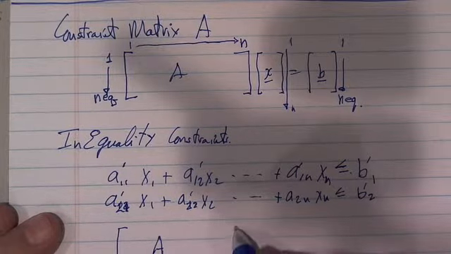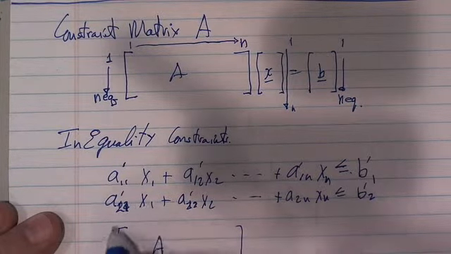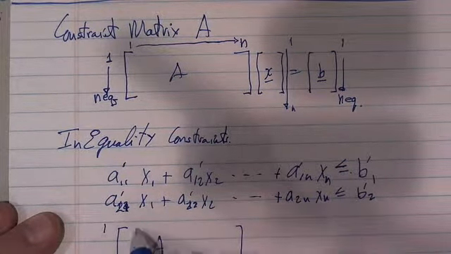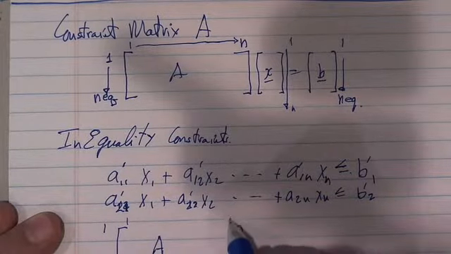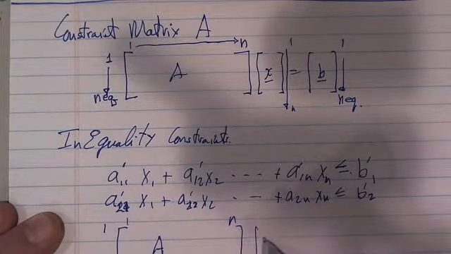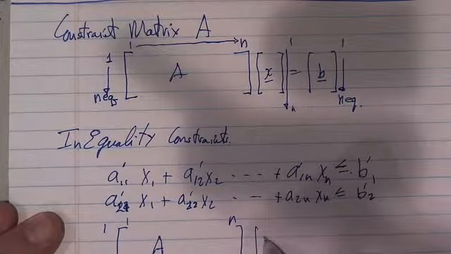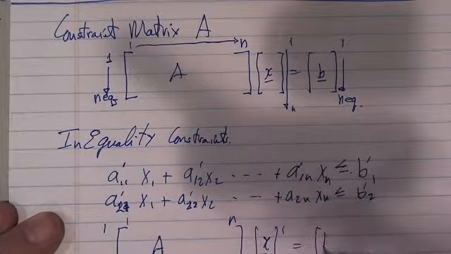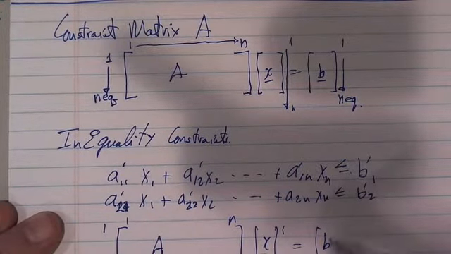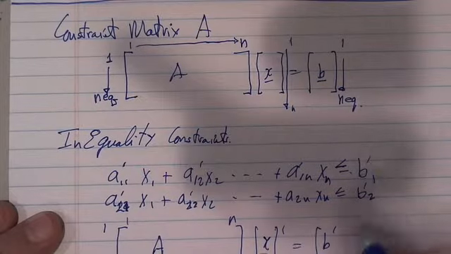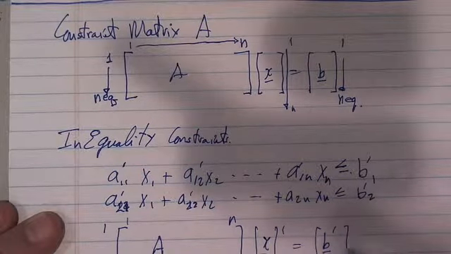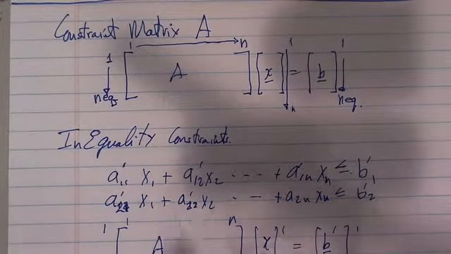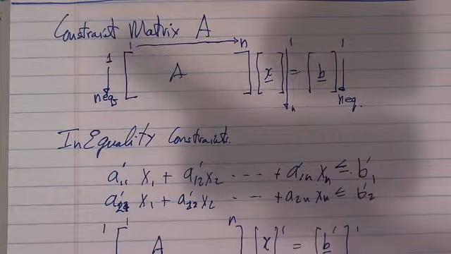It has a matrix A, which in this case has two rows and n columns. And then it's the same x vector, 1 to n. And here it has B prime, which is for the inequalities, 1 to 2. I just drew two of them.